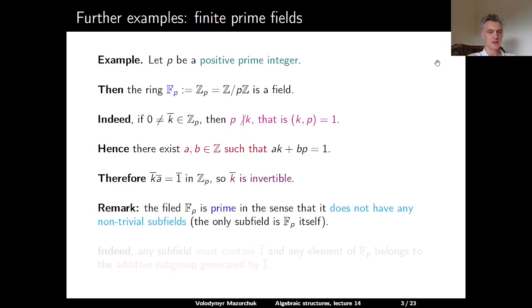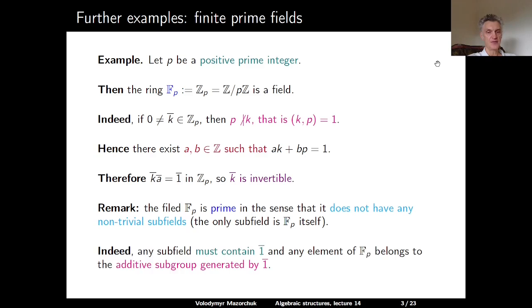We remark that the field F sub p is prime in the sense that it does not have any non-trivial subfields. The only subfield is the field F sub p itself. Indeed, any subfield of F sub p must contain the class of 1, that's the identity element, and then it must contain the additive subgroup generated by this class. But that subgroup already coincides with the whole of F sub p.